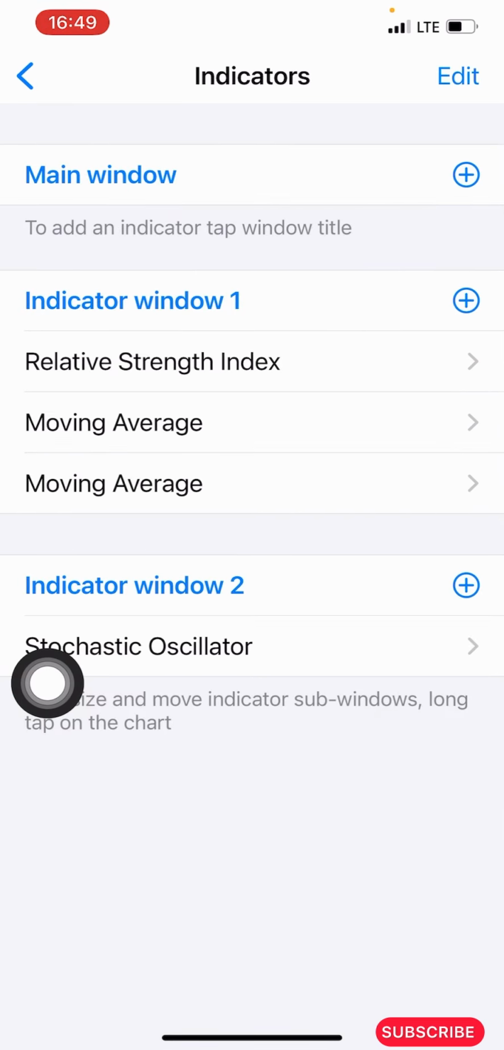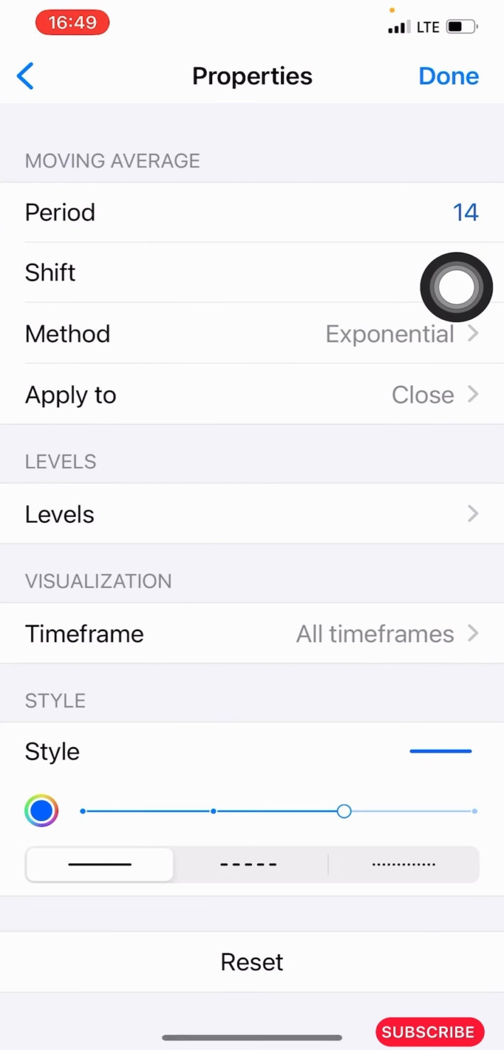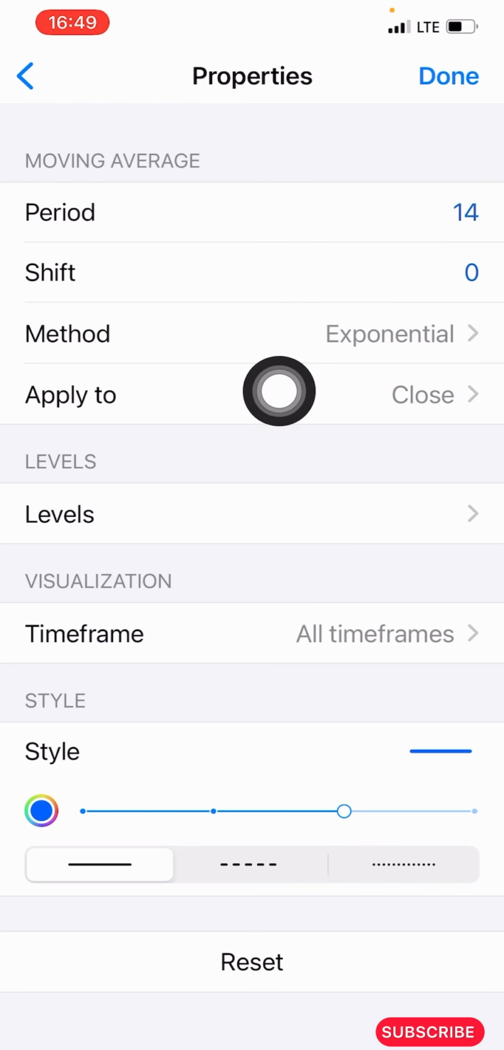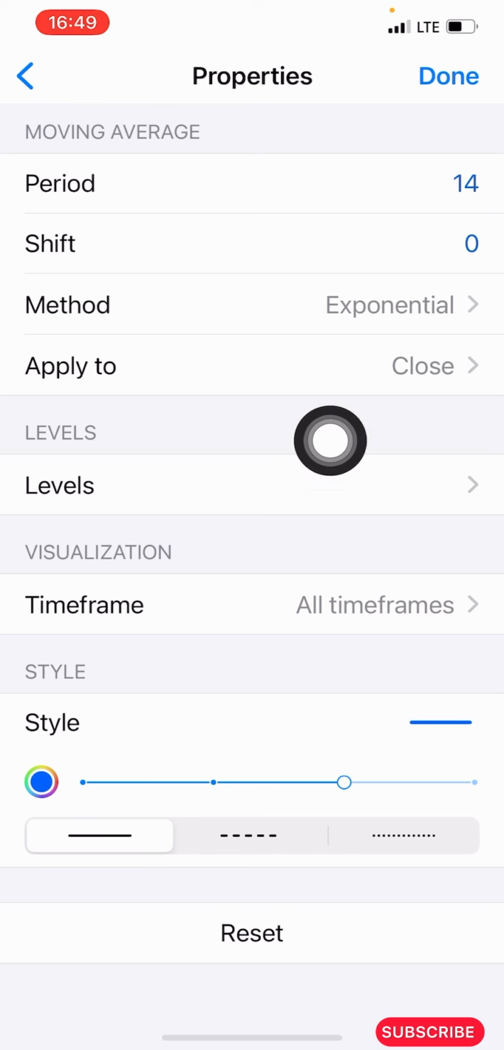Now the next indicator we have here is the moving average. So you click on this second plus icon here, the indicator window 1 plus icon, and you search for your moving average. The period is 14, shift is 0, method is exponential, applied to its close. The level you leave as it is, time frame all time frame. The style color is blue, 3 pixel, and you click on done.